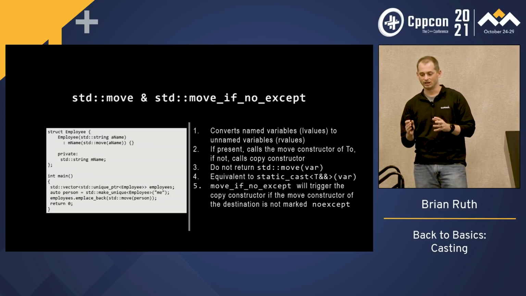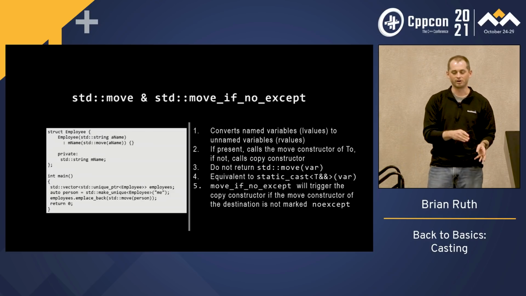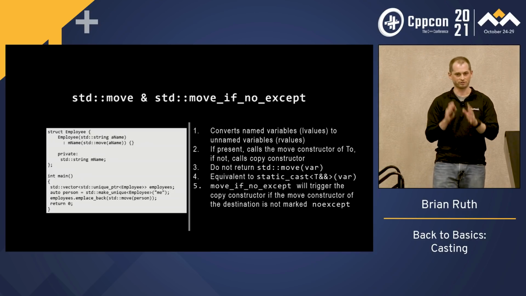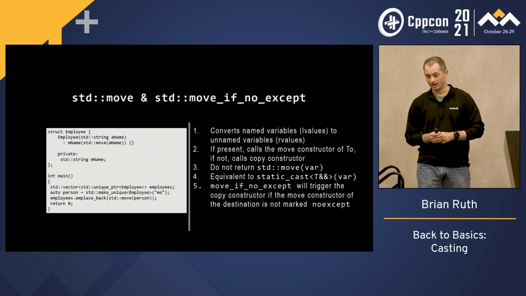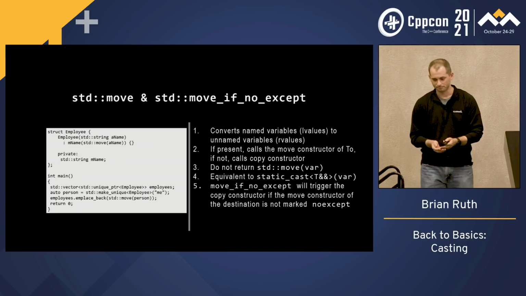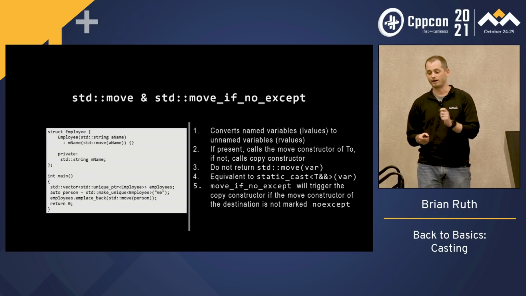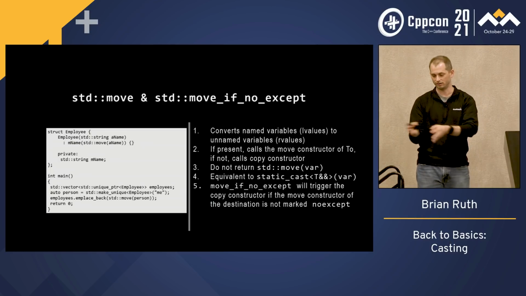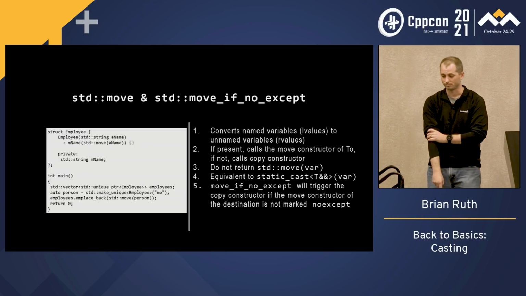One thing to keep in mind, a lot of people will first start using unique pointers and moves like that. Do not return std::move of a variable, because you might run into some return value optimization problems. So just always return the variable straight up. It's actually a synonym for static_cast<T&&>(var). So you can really do that instead of a move, and it will accomplish the exact same end goal.